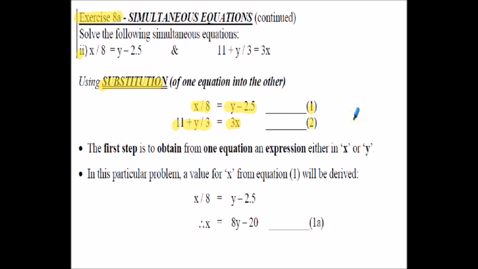What I'm going to do here is rearrange equation 1 to make x the subject, and I'm going to substitute it into equation 2. So taking equation 1, x divided by 8 is equal to y minus 2.5, that was given in the question. To get x as the subject, I simply multiply throughout by 8. So on the left hand side I get x is equal to 8y minus 20, multiplying throughout by 8. Call that equation 1a.